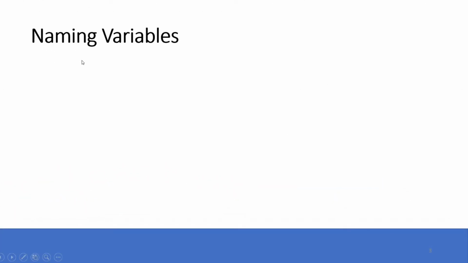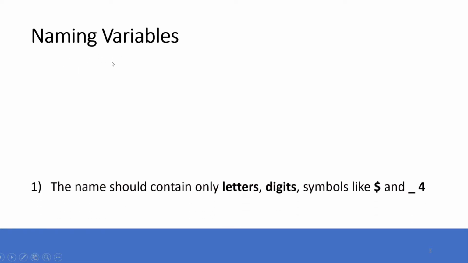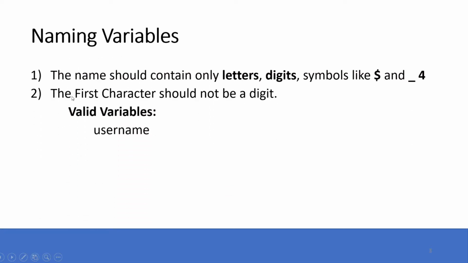So let us see some of the naming conventions. We have to name the variables properly, and there are some rules in order to name the variables. The name should contain only letters, digits, and symbols like dollar and underscore. The first character should not be a digit. That means the first character which you are using should not be a digit. It should start with something other than a digit.